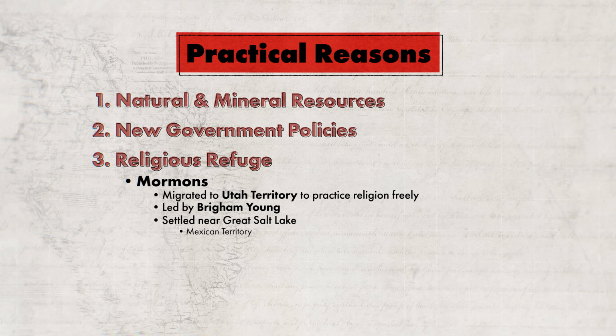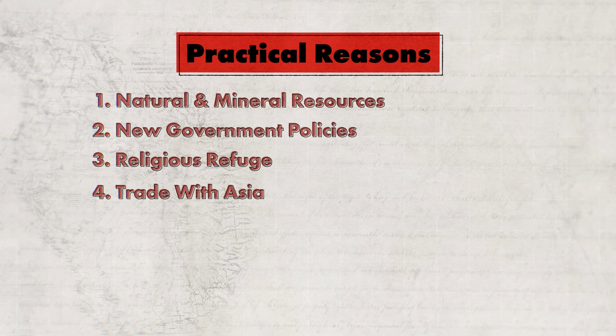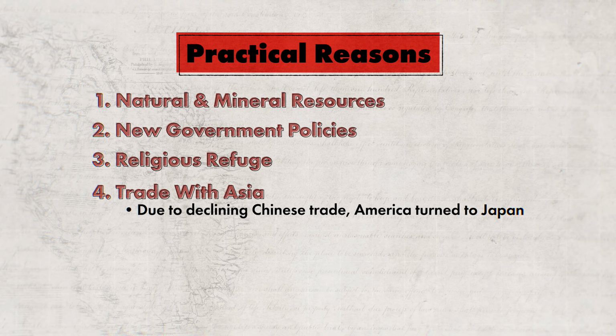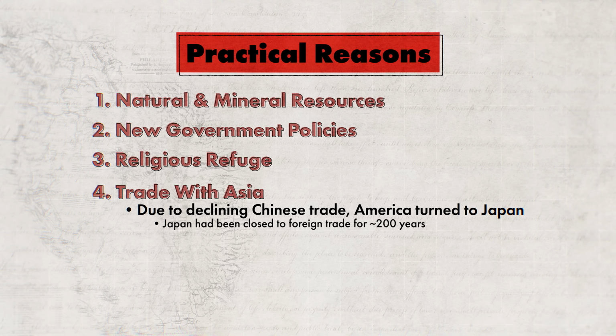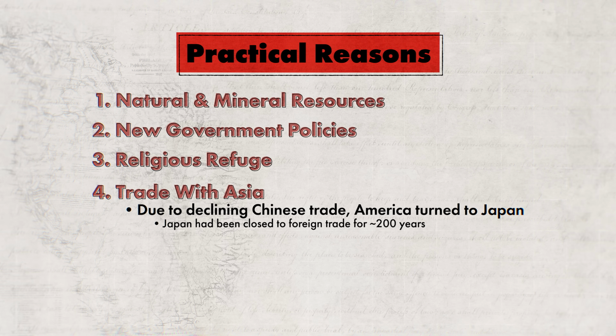And finally, the fourth practical reason Americans had for westward expansion during this period was a growing interest in trade with Asian countries. Now, U.S. trade with China had declined around the middle of the 19th century, and so the U.S. government turned to Japan. And here's where I tell you that Japan had been closed to trade with foreigners for about 200 years by this point on account of they really didn't like Westerners.